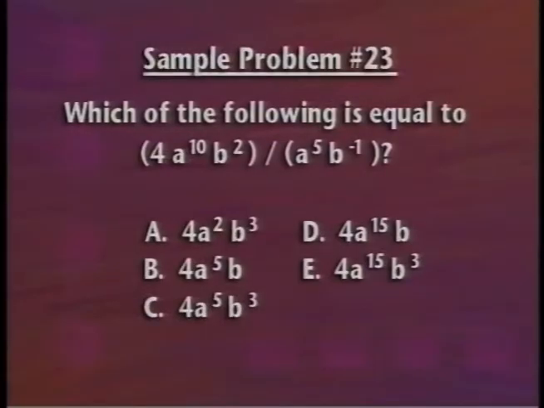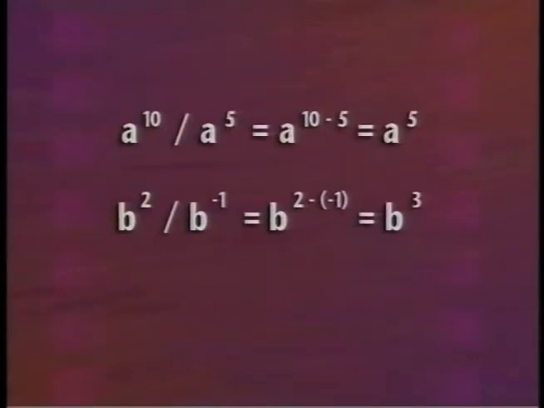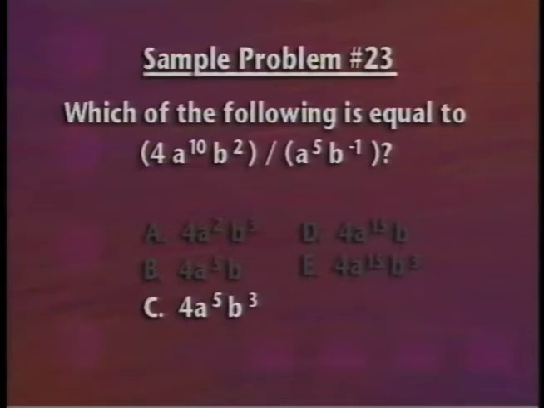Which of the following is equal to 4a to the 10th b squared divided by a to the 5th b to the minus 1? Let's break the problem apart and remember the rule for dividing exponents with the same base. I'm going to work on the a's first. A to the 10th divided by a to the 5th becomes a to the 10 minus 5, which is a to the 5th. Then the b's, b squared divided by b to the minus 1 becomes b to the 2 minus negative 1, which is b cubed. This makes the final answer 4 times a to the 5th times b to the 3rd. Answer C.